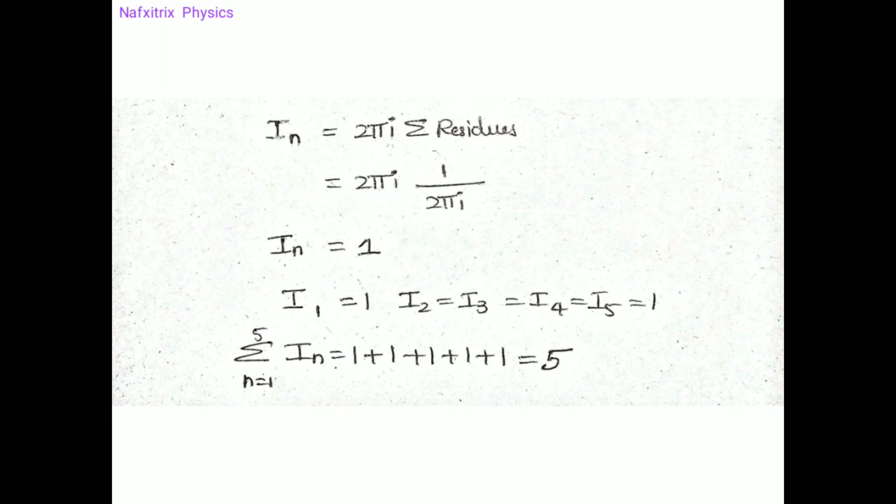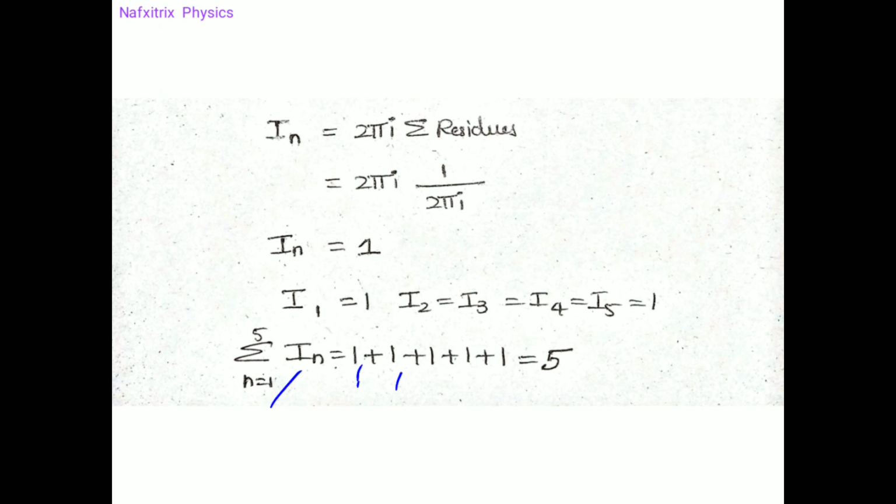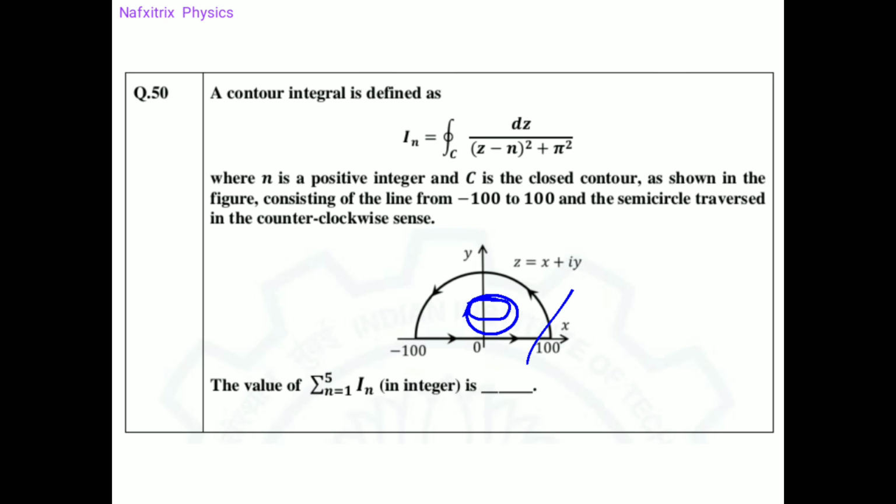So finally, what we get is the summation of In from 1 to 5. That is I1 plus I2 plus I3 plus I4 plus I5, all of them are 1. So 5 times 1, so 5. This is the required integral. So the answer for this is 5, that is 1 plus 1 plus 1, 5.